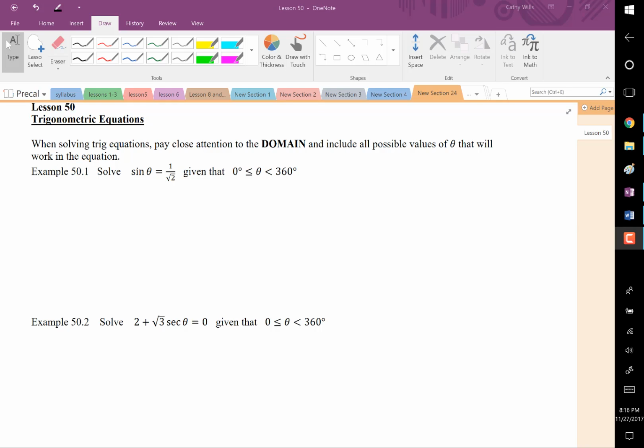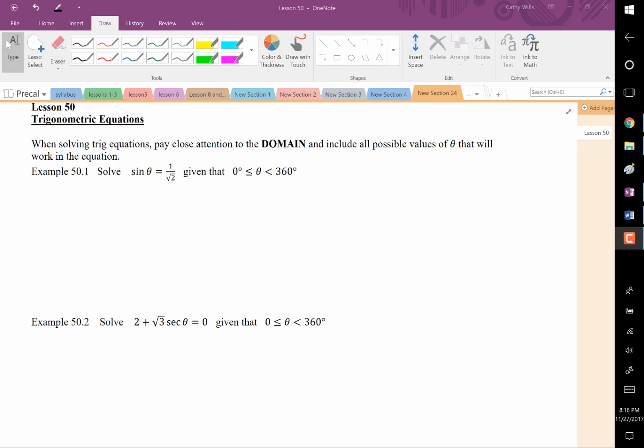Okay, lesson 50 is about solving trigonometric equations, and you really need to know your unit circle well to do these problems because you're kind of going backwards, where now you have the ratio and you're trying to figure out what angle has that ratio.